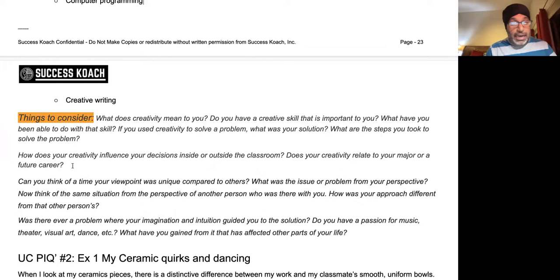Okay, how does your creativity influence your decisions inside or outside the classroom? Does your creativity relate to your major? See this part? Relating creativity to a major is very important. Many times in the PIQs, they do not say much about where you can talk about future career points, so make sure you're talking about that. Talk about a time when your viewpoint was unique compared to others. What are the problems that you solved?